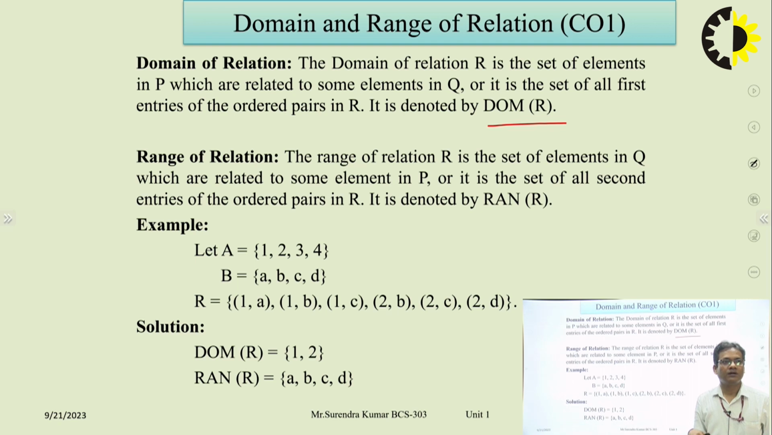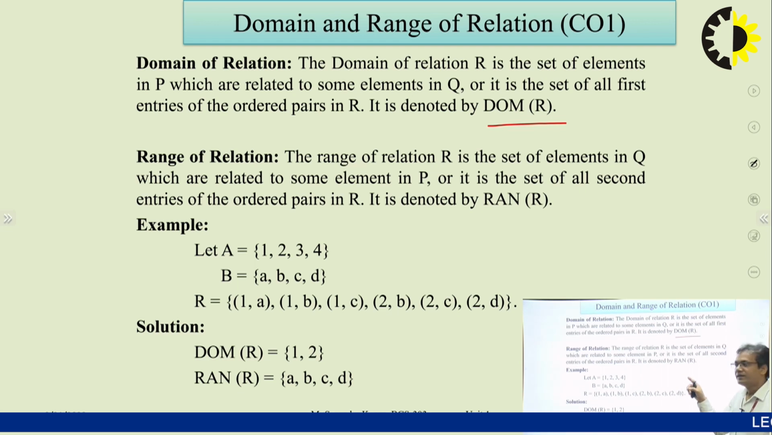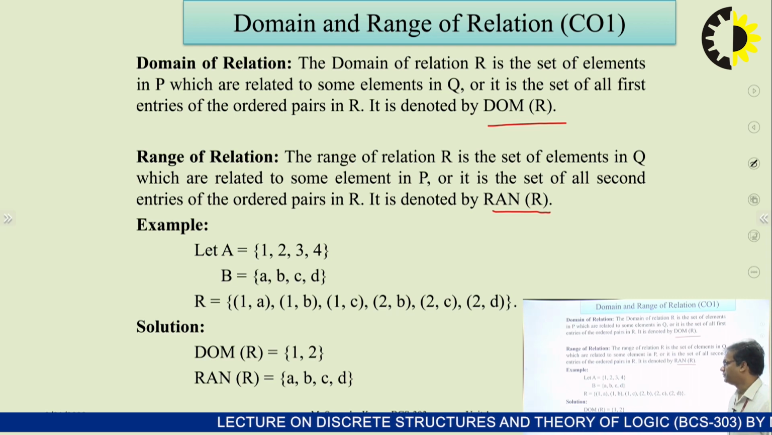Now, we come to the range of a relation. As you have the domain of P elements, the range of relation R is the set of elements in Q which are related to some element in P. It can be represented as RAN R, and it is the set of all second entries in the ordered pairs in R.